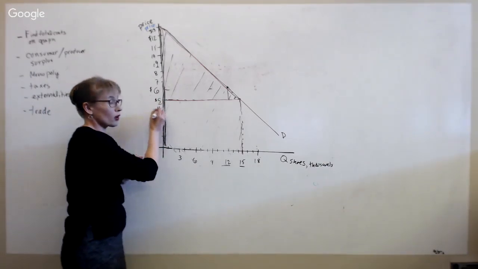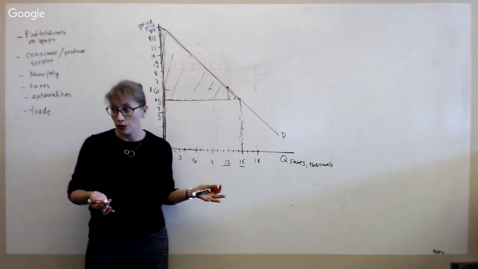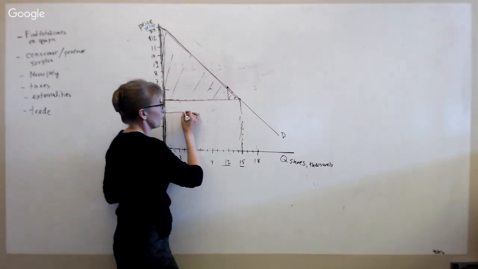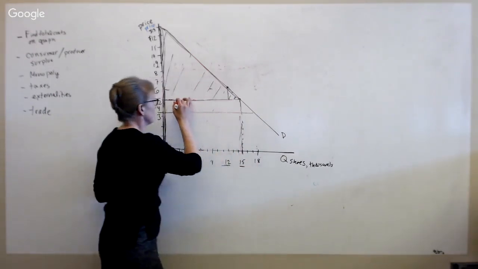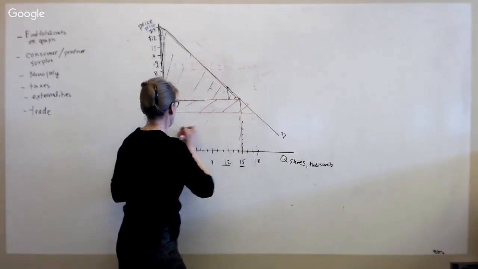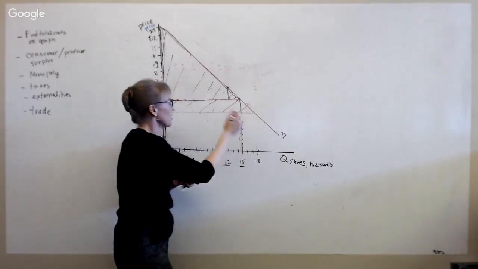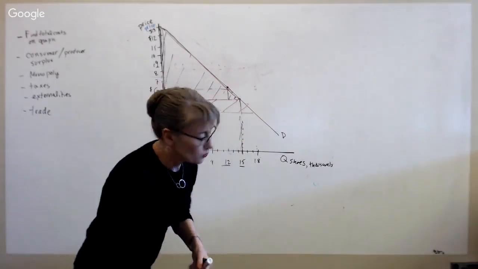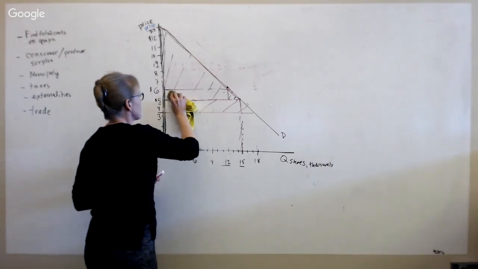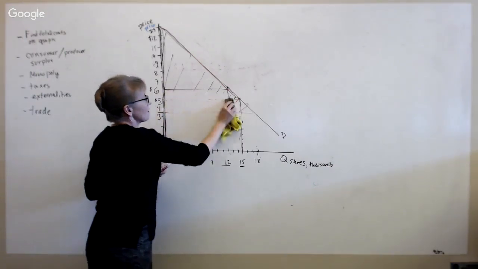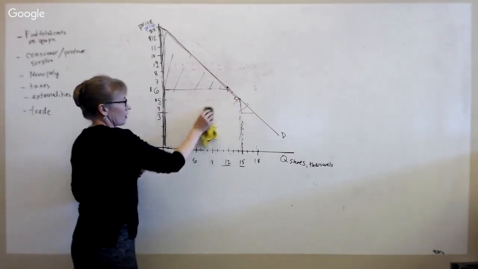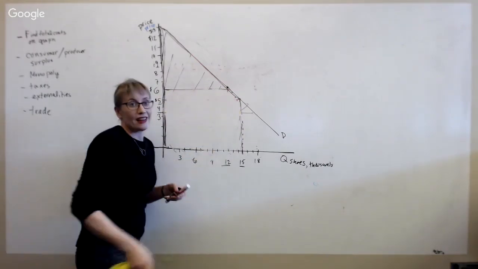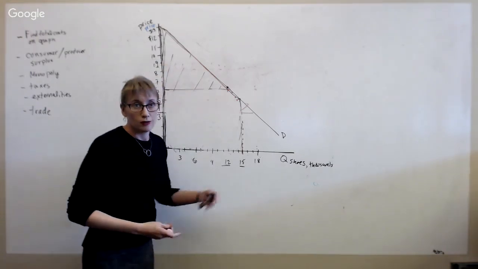If the price is lower, what do you think happens to consumer surplus? Well, our consumers are going to receive more surplus. If the price is lower, more surplus. If the price is higher, less surplus, and so on. We can think about consumer surplus as the value above and beyond what they have to pay that they get from consuming shoes.